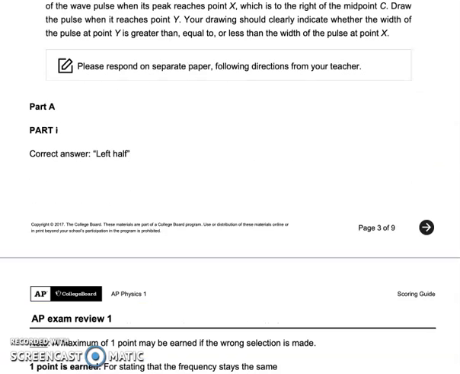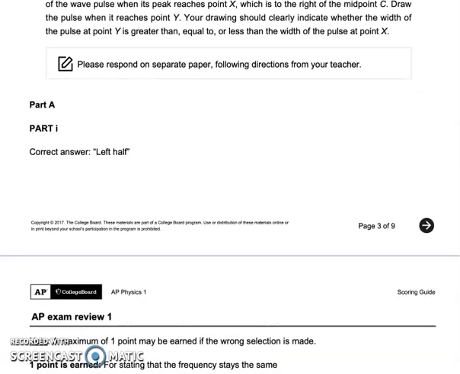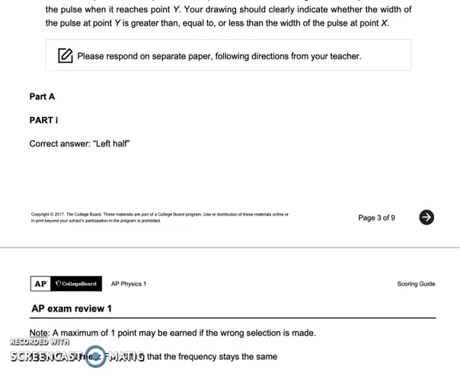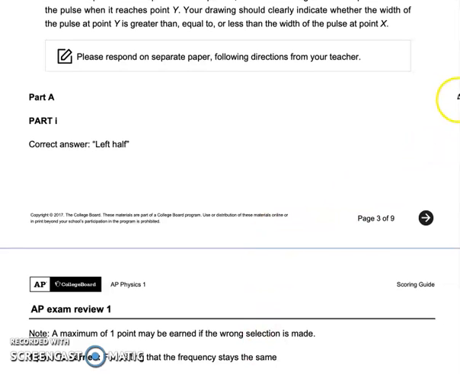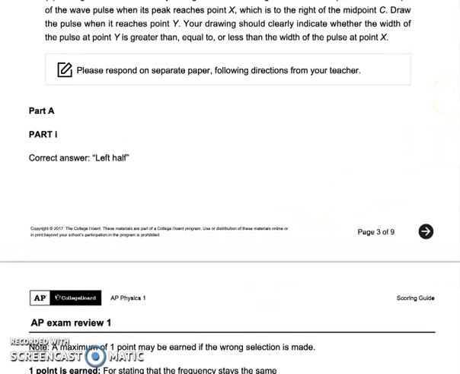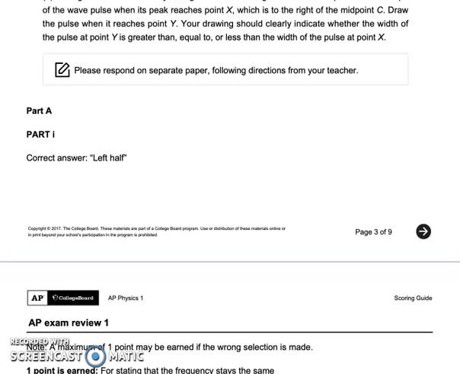Okay, and then when they asked about the wavelength, oh my God, I'm going to lose my mind with this scroll bar. Sorry about that. Give me a minute.